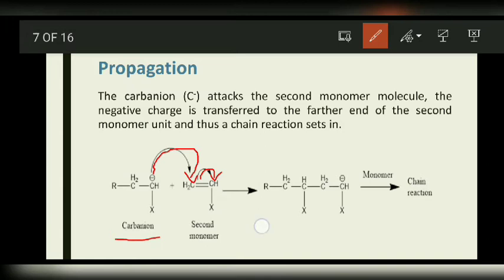Fine. Then it forms a product like this, and this takes up another monomer molecule. Likewise, the chain reaction goes on until all the monomers get exhausted. Fine. So this is the chain reaction.